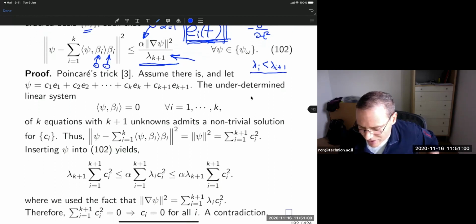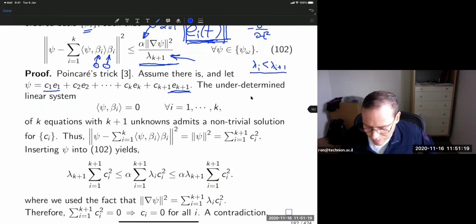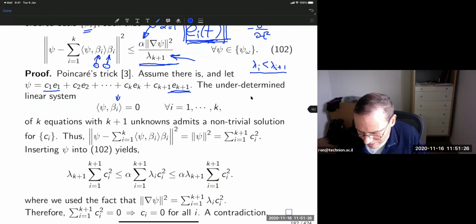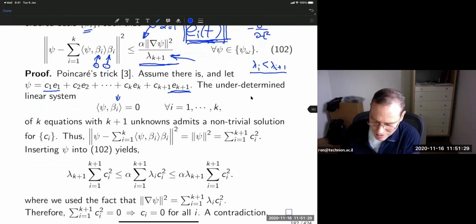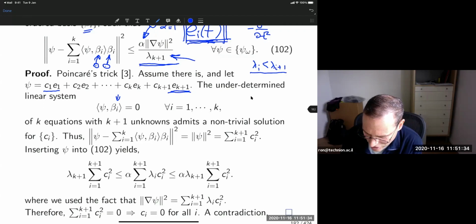So first of all, assume there is a basis like that. And let's define our psi to be something that lives in the span of E_1 until E_(k+1). Now, remember that if we project psi onto the beta_i, there is a linear system. What we would like to do is define my psi so that the projection onto the first beta_i's would be equal to zero.